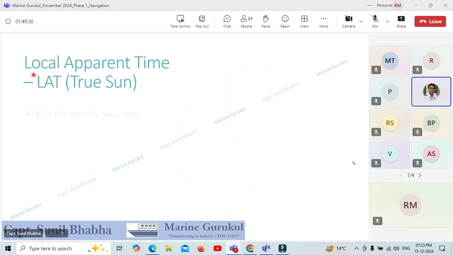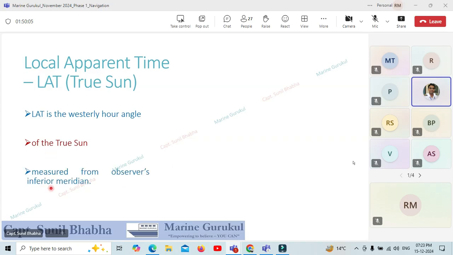Let's now try to see the definition of local apparent time, or LAT. Looking at the word apparent, we know that it is referenced to the true sun. The GMT and LMT were referenced to the mean sun, but the LAT and after this the GAT, local apparent time and Greenwich apparent time, are referred to the true sun. So LAT is the westerly hour angle of the true sun measured from the observer's inferior meridian.